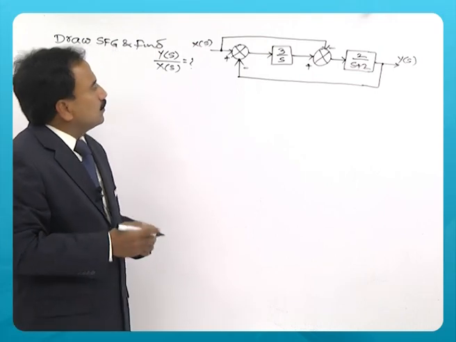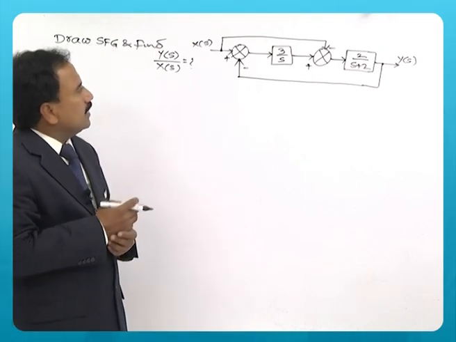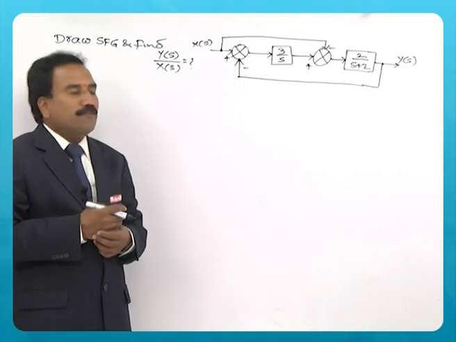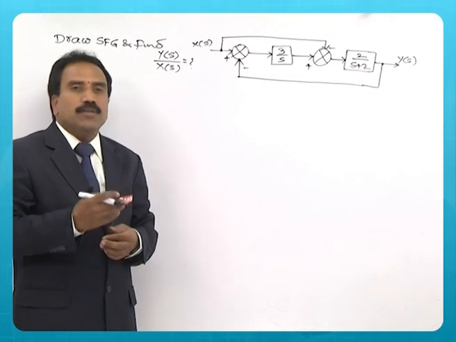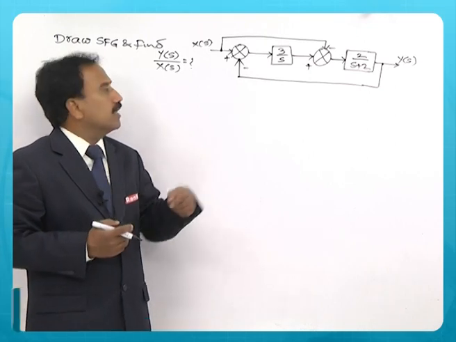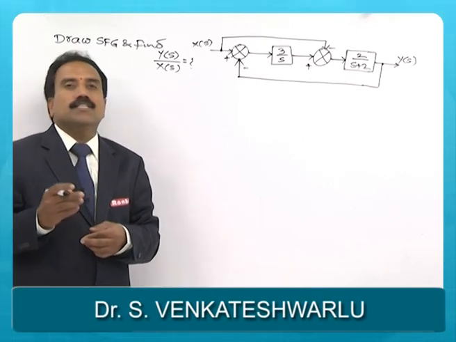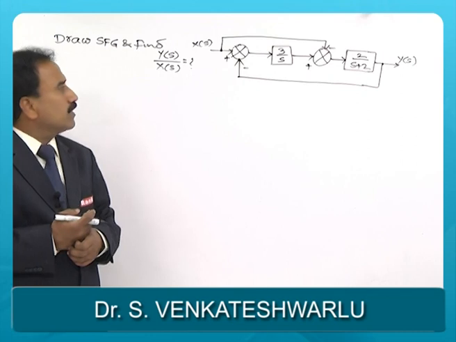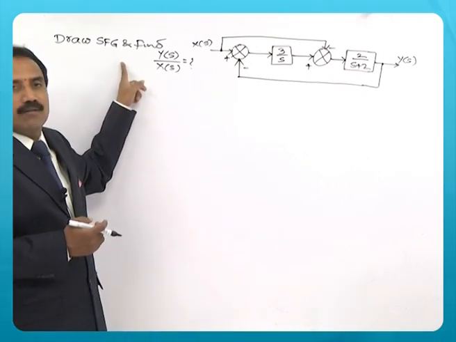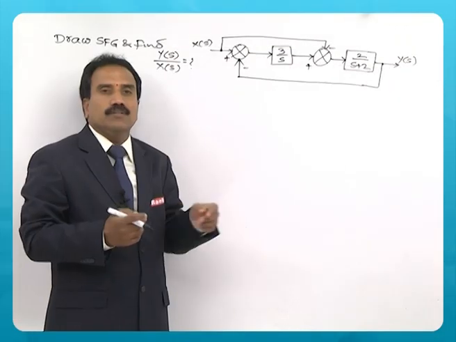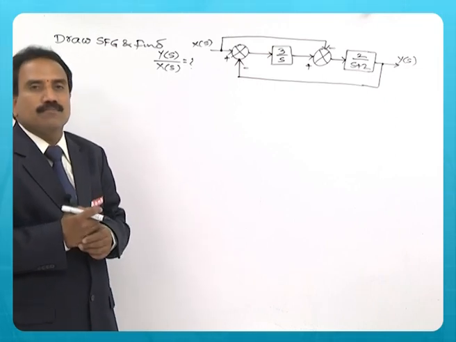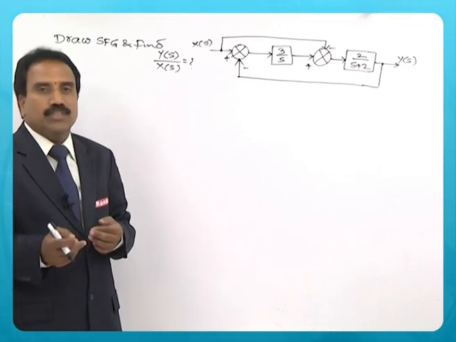But you see that, are there any blocks in cascade? Are there any blocks in parallel? Or can you eliminate any feedback loop? So the first 3 basic rules cannot be directly applied, so I say that it is a complex block diagram. For this, you can see the beauty of a signal flow graph. When you draw that signal flow graph, it looks very simple and you can find the transfer function very easily. So let us draw the SFG.